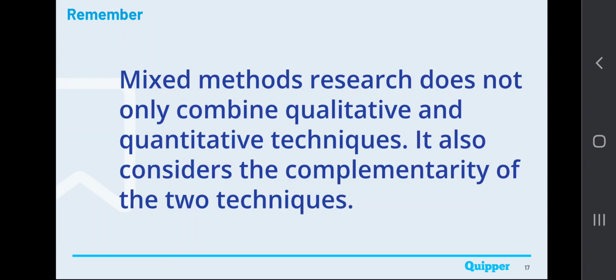Now, it is important that we remember that mixed methods research does not only combine qualitative and quantitative techniques. Remember that it also considers the complementarity of the two techniques. If these two techniques will help complement each other according to the use in the study that we are conducting, then it is also considered. However, it is always a must that we remember that in mixed methods, the presence of qualitative is always being complemented by the presence of quantitative techniques.